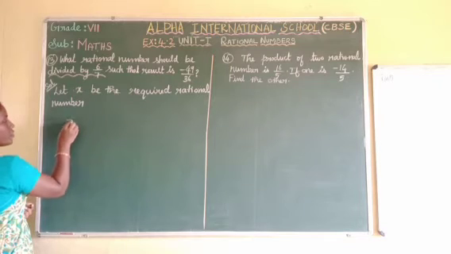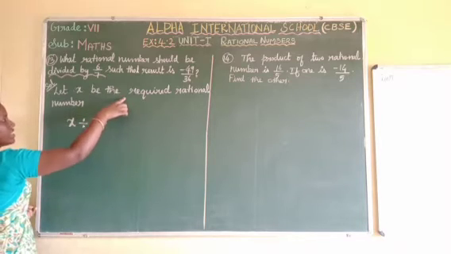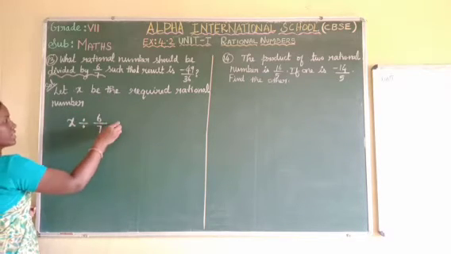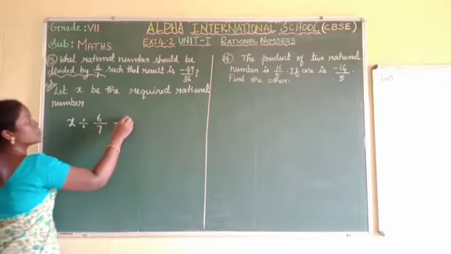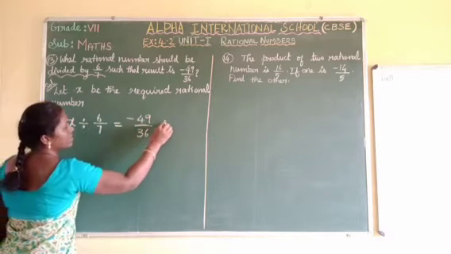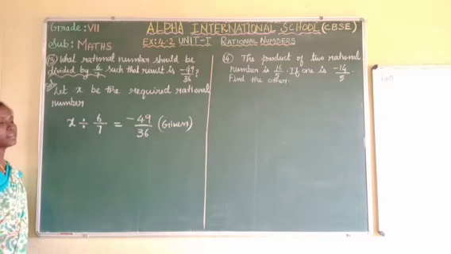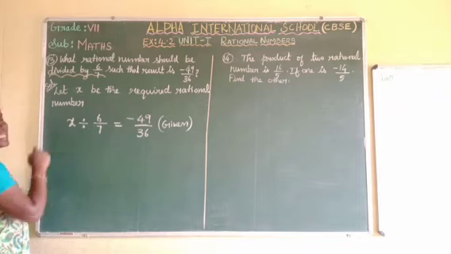So we can take the problem in the form of x divided by 6 by 7. The rational number divided by 6 by 7, the result is equal to minus 49 by 36. This is given in the question, isn't it? So minus 49 by 36. We have to find the value of x.